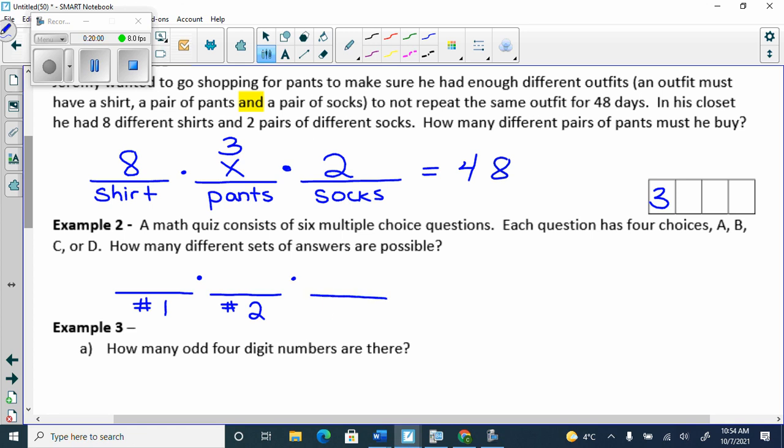And I have to do number 3. And I have to do number 4. And number 5. And number 6.